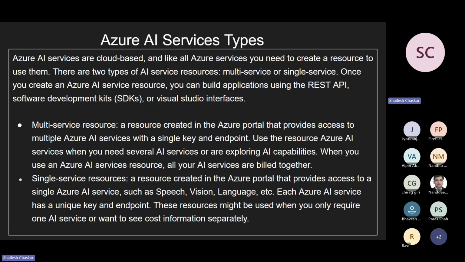So again, it depends. If you are in non-production, I'll say always go for a multi-service resource. Again, if you want to isolate based on line of business or different products, that's up to you. Single service resources are always preferred in a production environment.